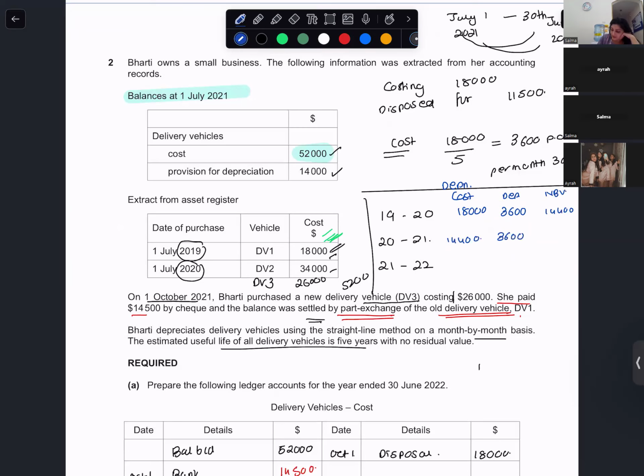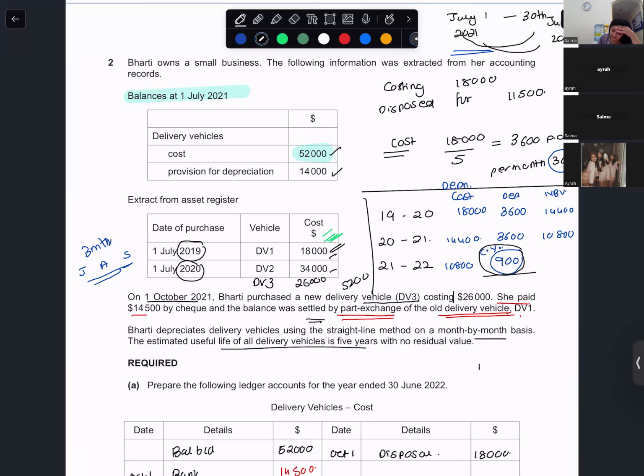Second year again 3,600 depreciation. 10,800 net book value. I have sold in 21-22. October. So July, August, September, and on 1st October I have sold, right? So 3 months of depreciation. 300 into 3, 900 depreciation. This is depreciation for the current year.